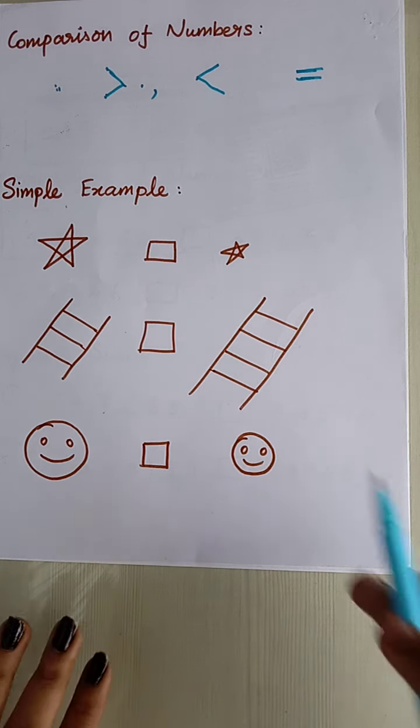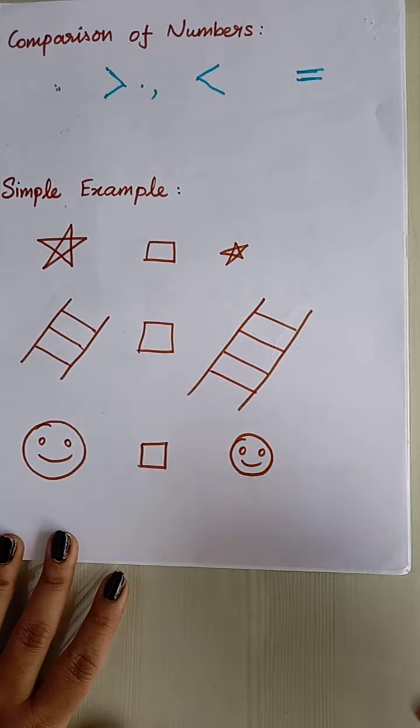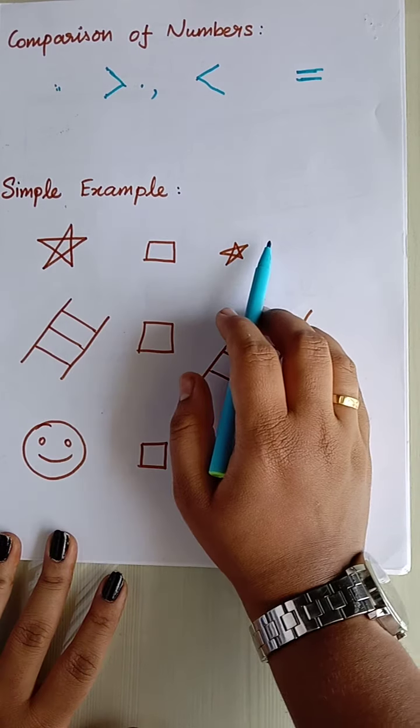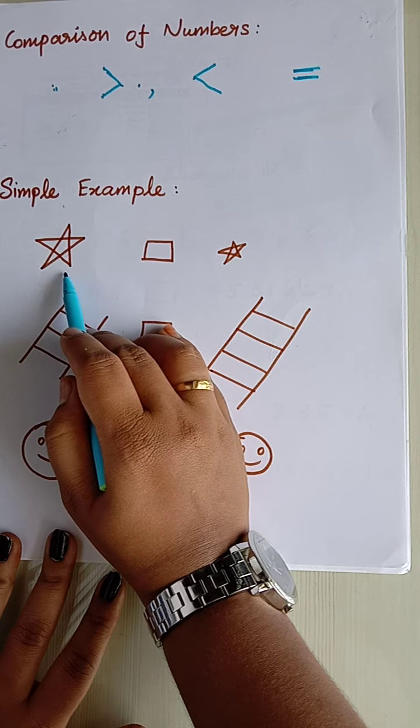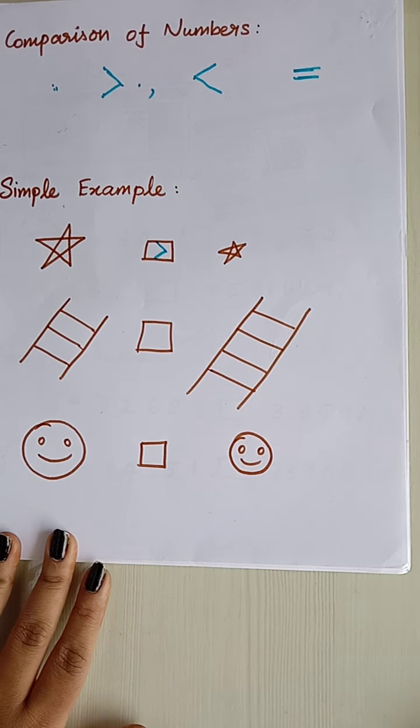The first one is they have given 2 stars. One is big, the greatest one, and another one is the smallest one. Which is the greatest here? By seeing the picture we can identify it very easily. While comparing this star and this star, which one is greatest? This is the greatest thing. So our answer should be written like this.